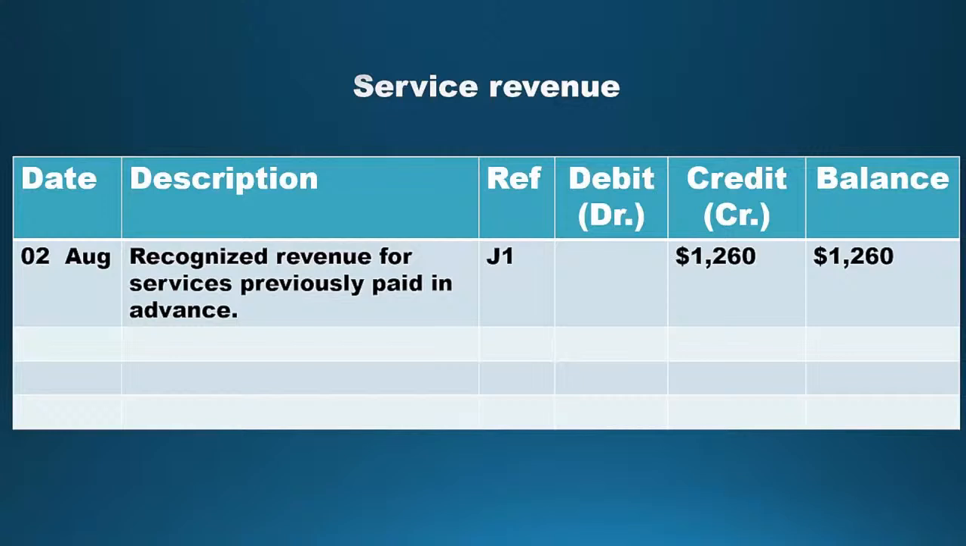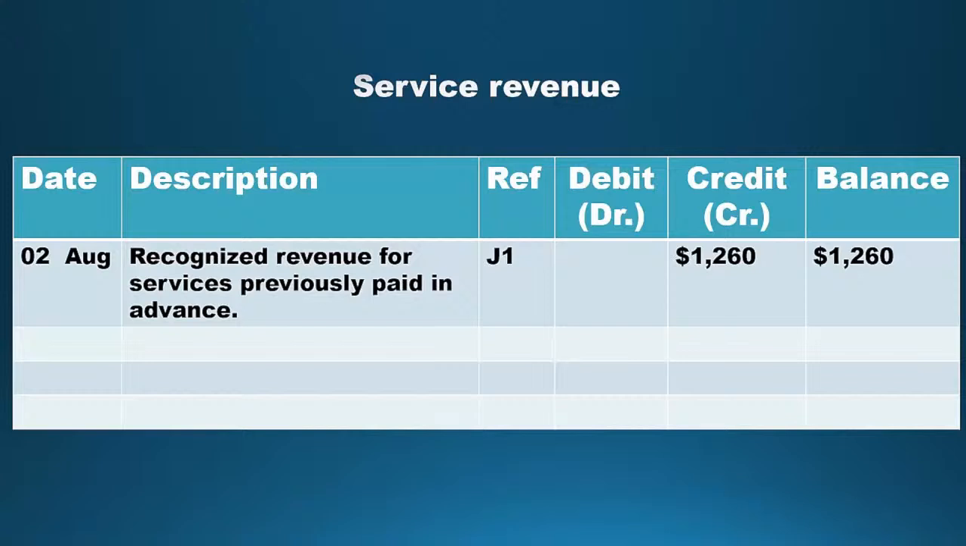Posting to the service revenue ledger. 1. Date. Write the date August 2. 2. Narrative. Add the narrative. Recognized revenue for services previously paid in advance. 3. Reference. Add the journal reference J1. 4. Amount. Enter $1,260 in the credit column because revenue increases on the credit side. See how we've decreased the liability unearned revenue because the company fulfilled its obligation and increased the revenue?